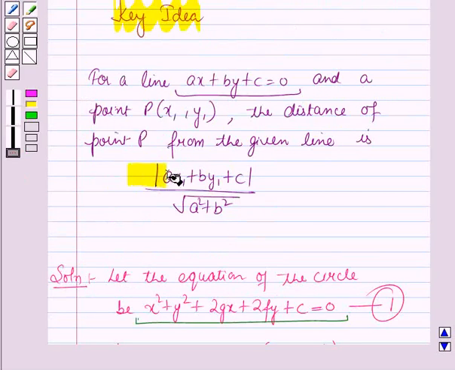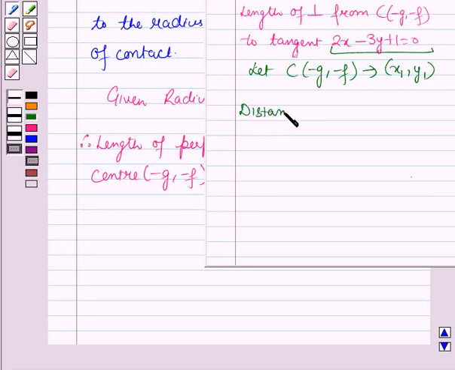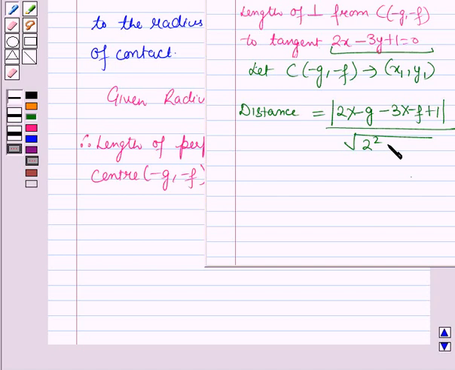Now using this result, which is given in the key idea, let C(minus g, minus f) be the point (x1, y1) and this be a line. And we have to find the distance of this point to this line. So the distance is equal to mod of 2 into minus g minus 3 into minus f plus 1 over square root of 2 square plus minus 3 square, which is equal to mod of minus 2g plus 3f plus 1 all upon square root of 2 square is 4 and minus 3 square is 9, and 4 plus 9 is 13.